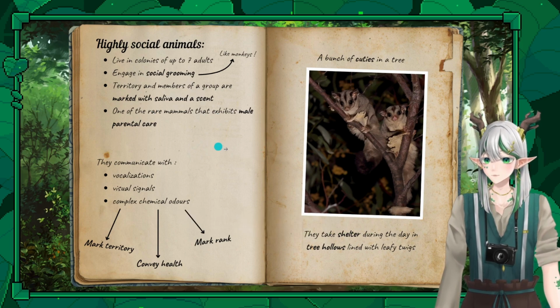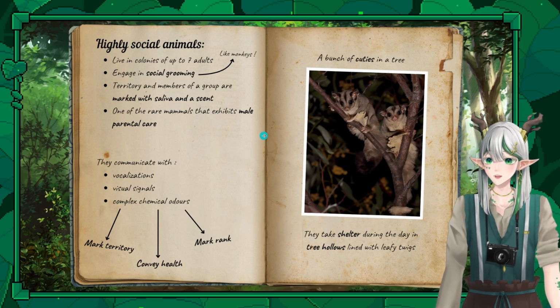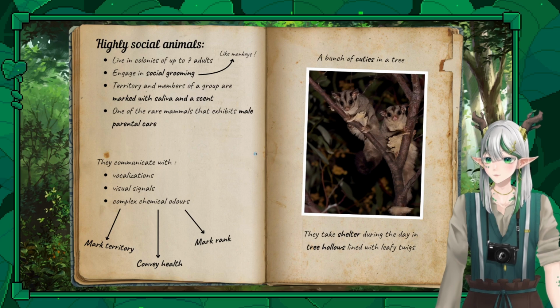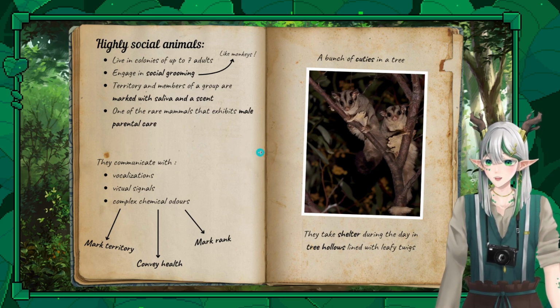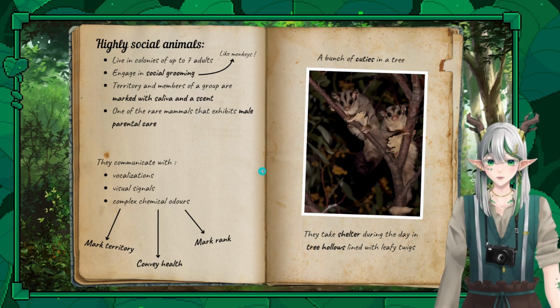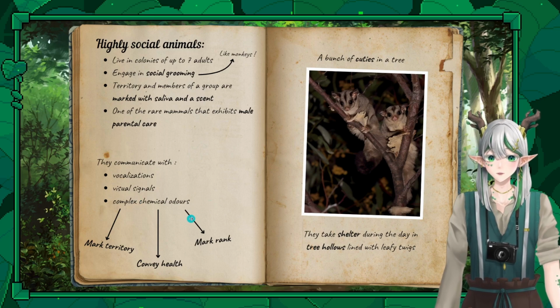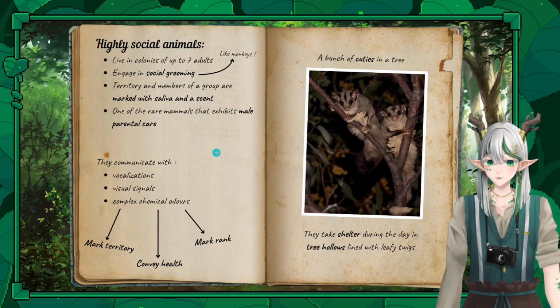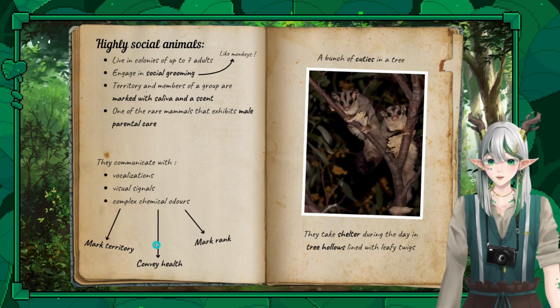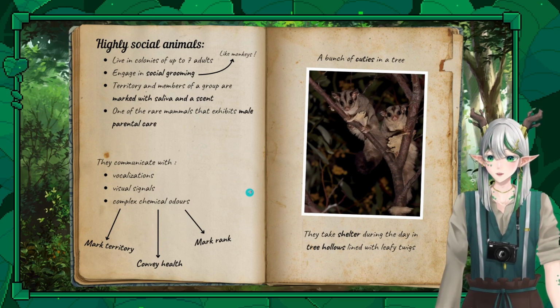And also, fun fact, they are one of the very rare mammals that exhibit male parental care. Usually it's only the mom who takes care of the kids, of course, but not in sugar gliders. With them, the dad is not a deadbeat. Who knew? It can happen, yes. They communicate with each other through vocalizations, visual signals, and of course, scents, so complex chemical odors, which help to mark territory, convey health of individuals, and mark rank.